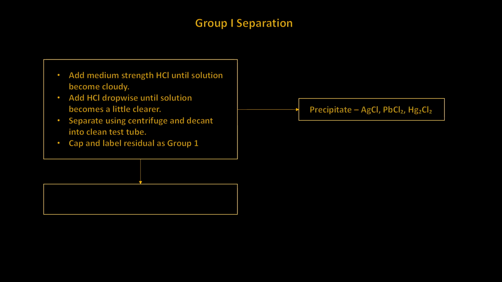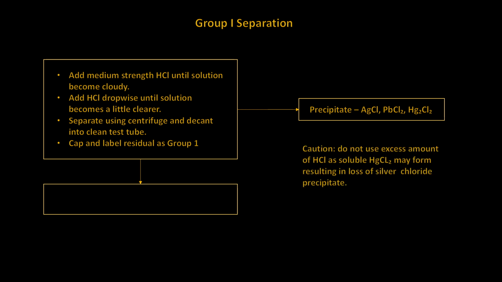Label the test tube containing the residual as Group 1 and cap it. Set it aside for further processing of the Group 1 elements. Continue on to Group 2 A and B separation. Do not use excessive amount of hydrochloric acid, as this may cause the silver to form a soluble silver dichloride compound, resulting in the loss of any silver present.